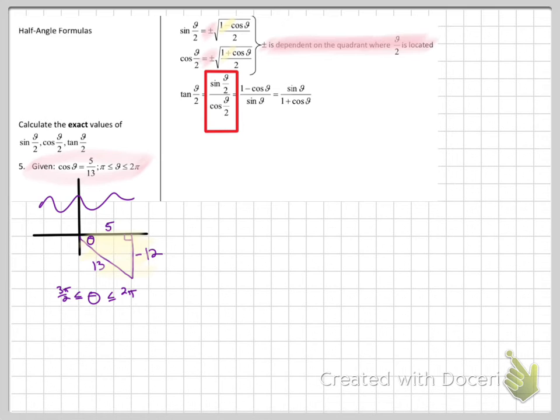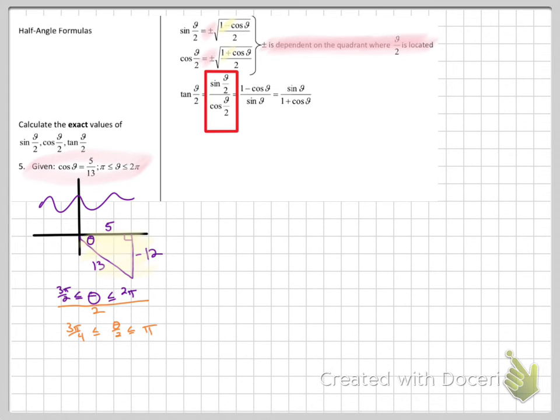Well, if I really want theta over 2, all of these problems are theta over 2, then I need to take this inequality and divide it all by 2. So when you already have a fraction, that makes it 3 pi over 4. It's going to give me theta over 2, which is what I wanted. And 2 pi divided by 2 is just pi.